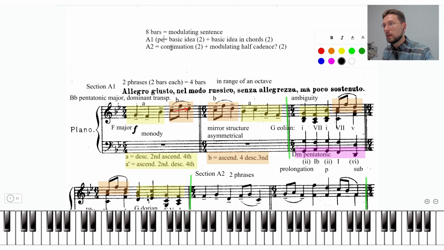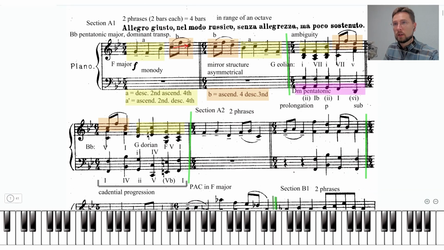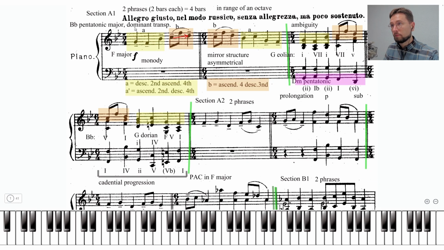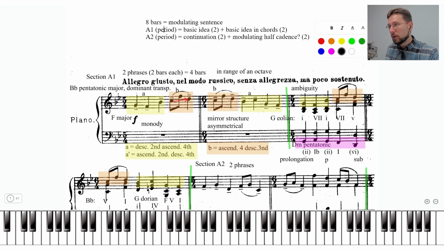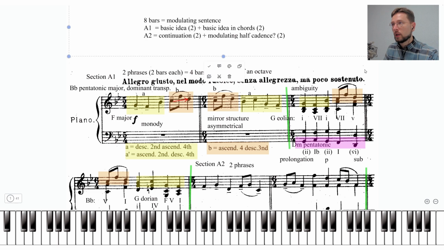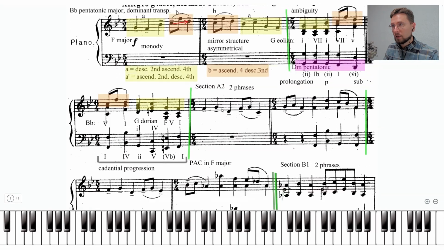So we have here one period that's made of these 2 presentations and another period. So if we were to look into it as a period, we would have the opening and then the contrasting idea, opening and contrasting idea, but they're extremely short. So probably I wouldn't try to make sense of these as periods due to their length and see it all as a very long 8 bars modulating sentence, right?